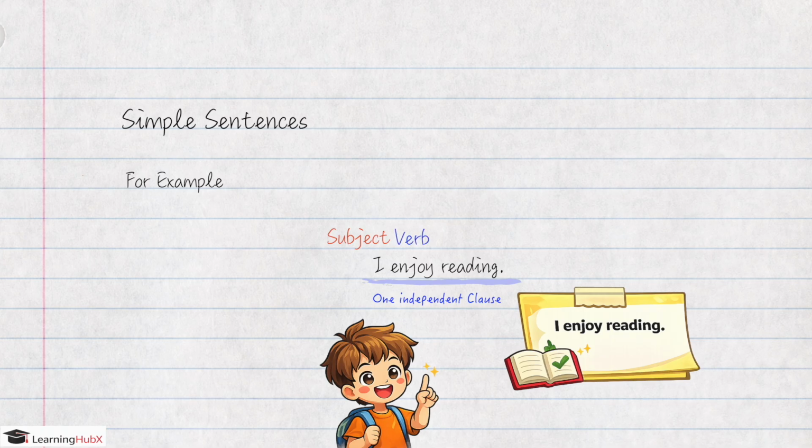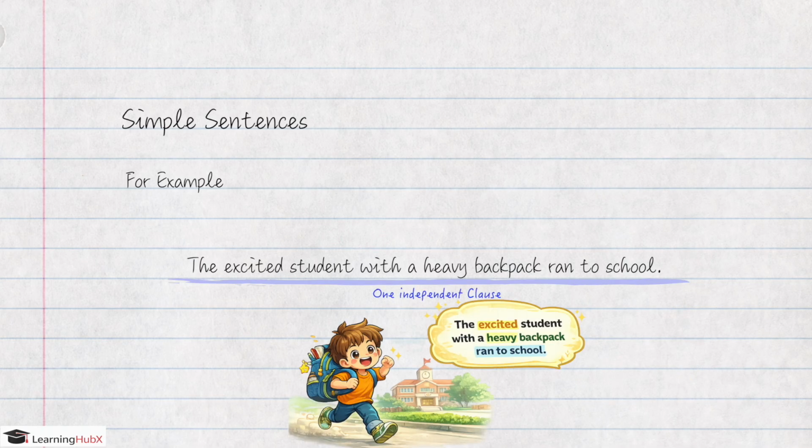Even if a sentence is long, it is still a simple sentence if it has only one clause. For example, the excited student with a heavy backpack ran to school. This sentence looks long, but it is still a simple sentence. Student is the subject, and ran is the verb.